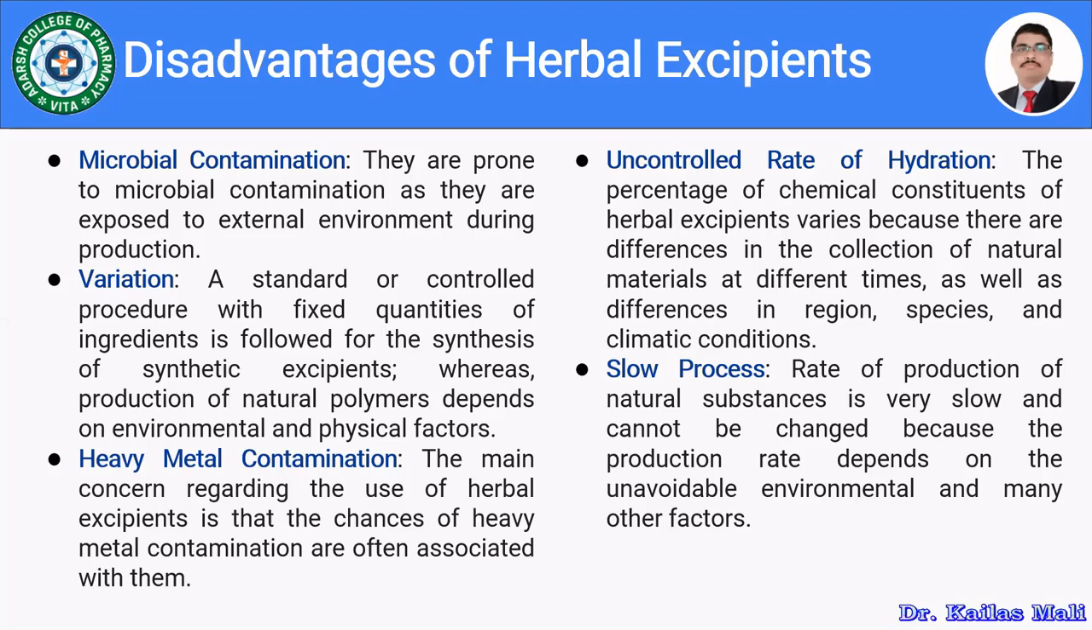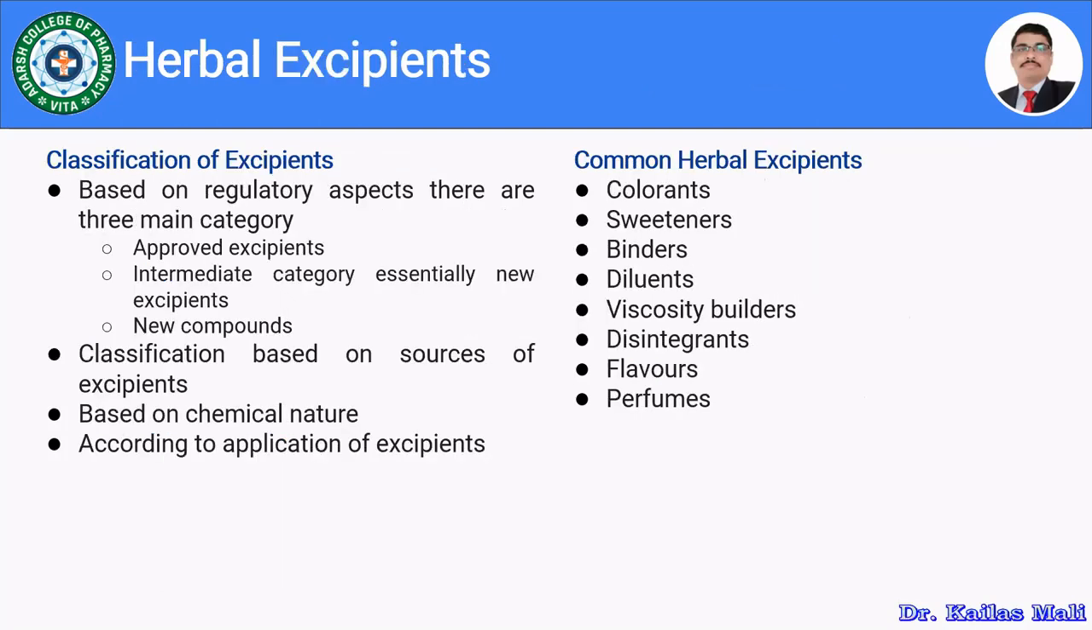Then the slow process. The rate of production of natural substances is very slow and cannot be changed because the production rate depends on unavoidable environmental and many other factors. So these are the disadvantages of the herbal excipient.